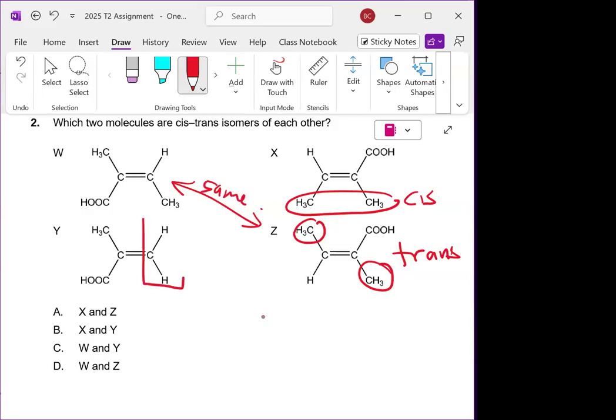And why? Because of 2 groups which are H bonded on the same carbon, there's no cis-trans. So with that, the answer is X and Z.